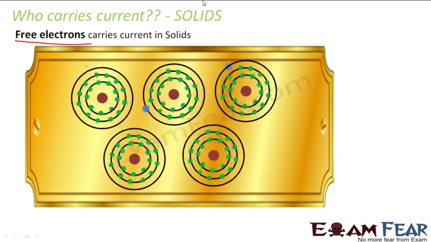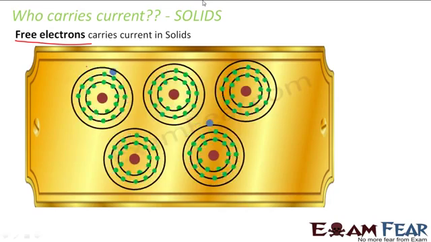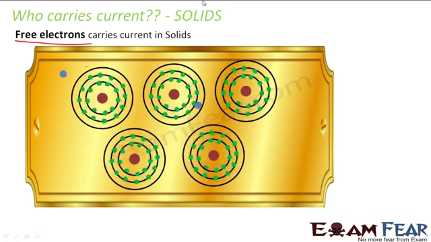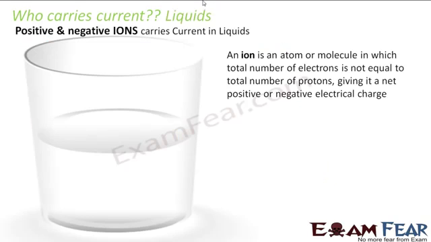So in solids, who carries current? Free electrons, that is the valence electrons, the most loosely bound electrons in solids carry currents. So this was the case for solids. Now what happens in case of liquids? In liquids, positive and negative ions carry currents.